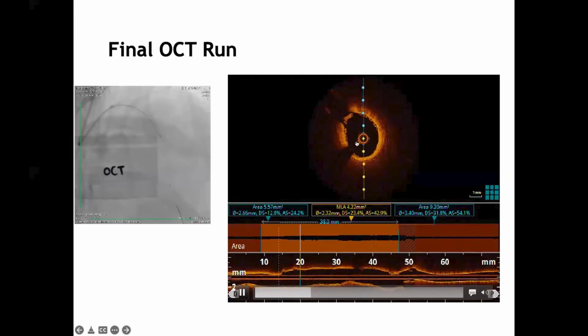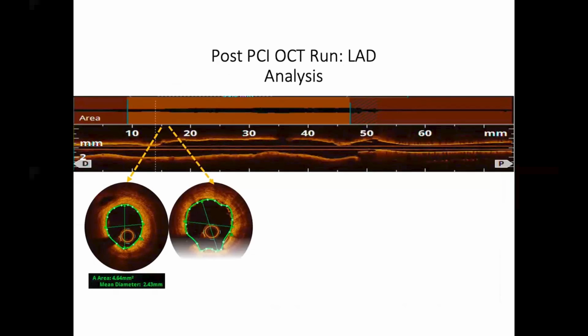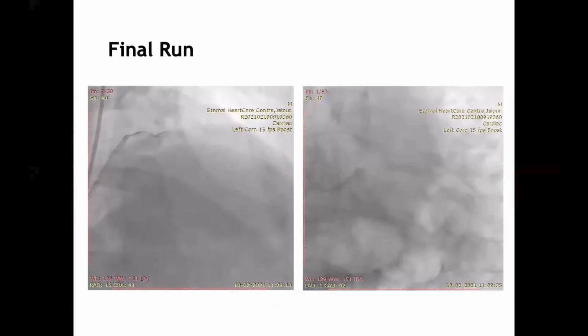And now we start seeing the BRS struts, very well opposed, well embedded struts, and a nicely opened vessel, good luminal gain, and at some places a little bit of plaque prolapse. The result was quite good, and edges were healthy. There was no edge dissection, just a little bit of plaque prolapse here and there. So this is the final snapshot. Good luminal gain, well deployed BRS, and very nicely embedded struts. So this is the final angiographic picture.